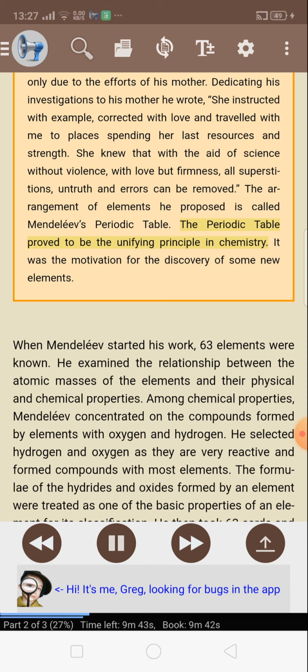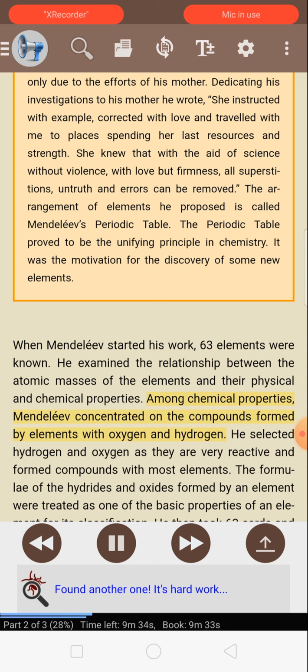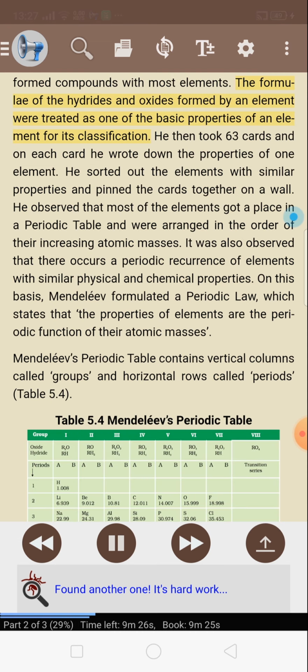The periodic table proved to be the unifying principle in chemistry. It was the motivation for the discovery of some new elements. When Mendeleev started his work, 63 elements were known. He examined the relationship between the atomic masses of the elements and the physical and chemical properties. Among chemical properties, Mendeleev concentrated on the compounds formed by elements with oxygen and hydrogen. He selected hydrogen and oxygen as they are very reactive and formed compounds with most elements. The formulae of the hydrides and oxides formed by an element were treated as one of the basic properties of an element for its classification.